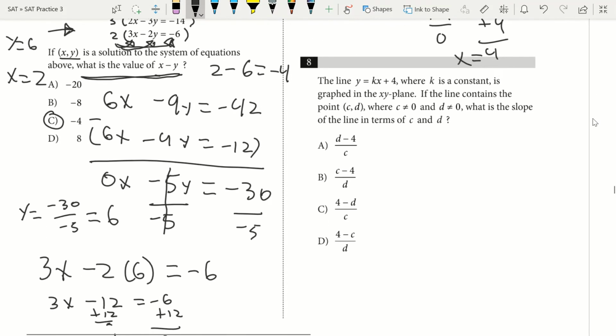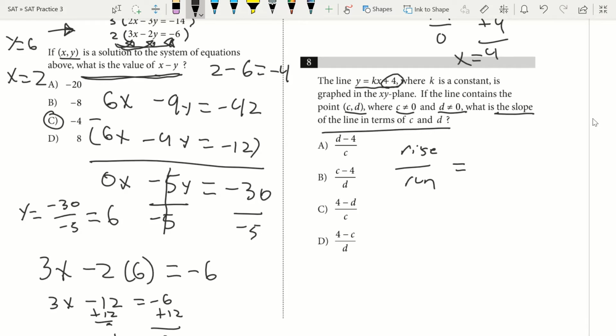Question 8. The line y equals kx plus 4, where k is a constant, is graphed in the xy plane. If the line contains the point (c, d), where c doesn't equal 0 and d doesn't equal 0, what is the slope of the line in terms of c and d? Well, what we have to pay attention to here, we know slope is rise over run, but we know we have a y-intercept of 4, positive 4, right?